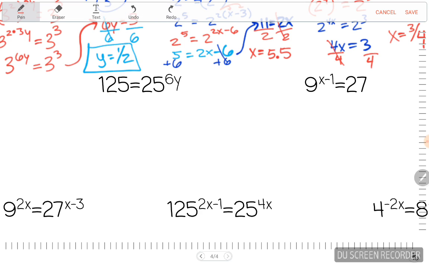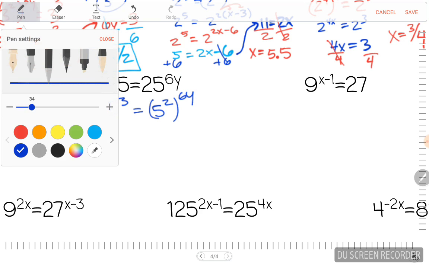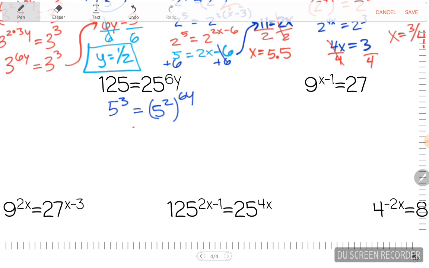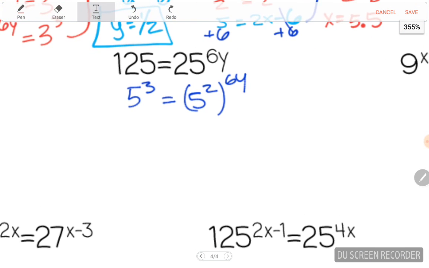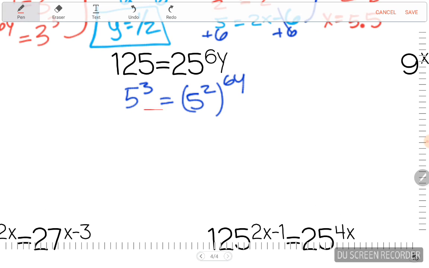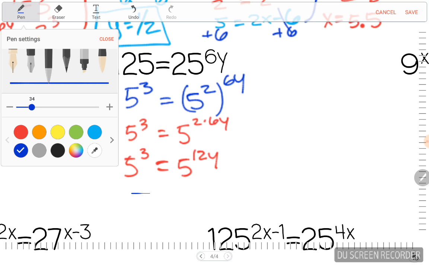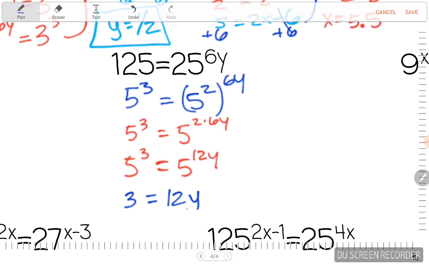Okay, so I'm going to write these in. So this is 5 to the third. This is 5 squared, and then it's being raised to the 6y. So I've got a power to a power, so I have to multiply on the right side. I get 5 to the 2 times 6y. So I have 5 to the third equals 5 to the 12y, which means that 3 must equal 12y.